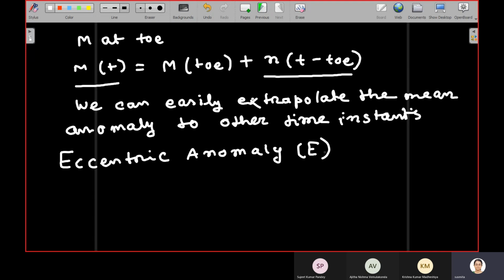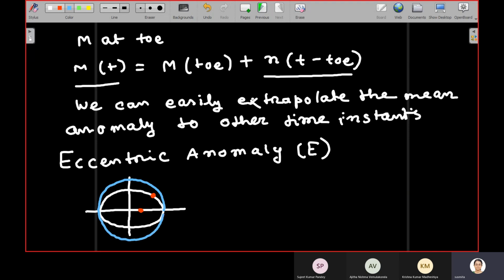Okay. So let's define the eccentric anomaly. So this is the real orbit. This is the point where the Earth is, and let's say this is where the real satellite is in the real orbit. And this one is the circular orbit using which we found the mean anomaly.